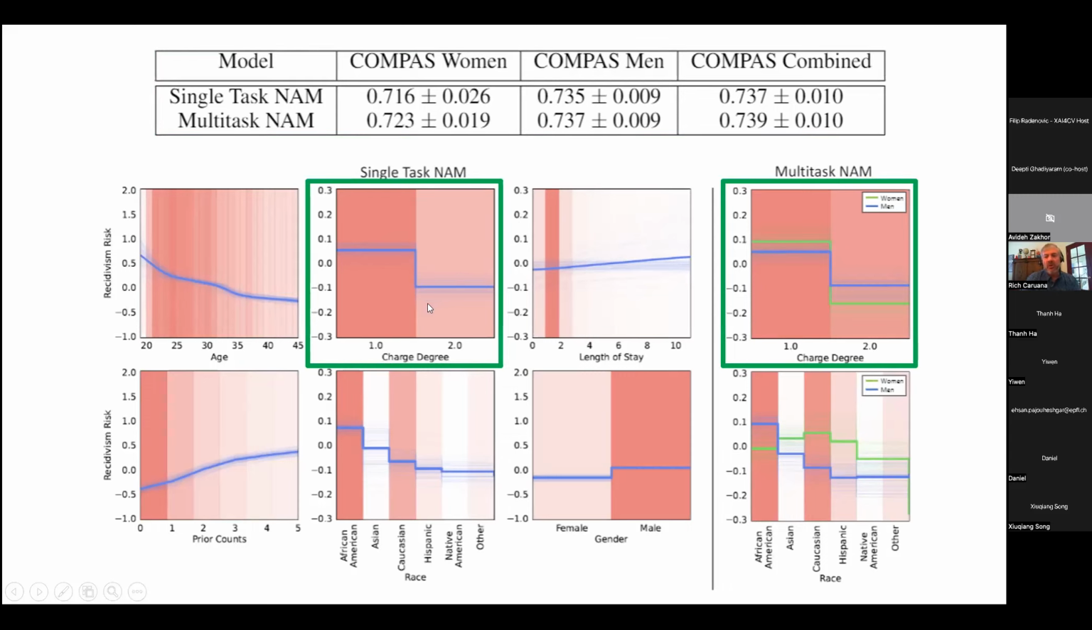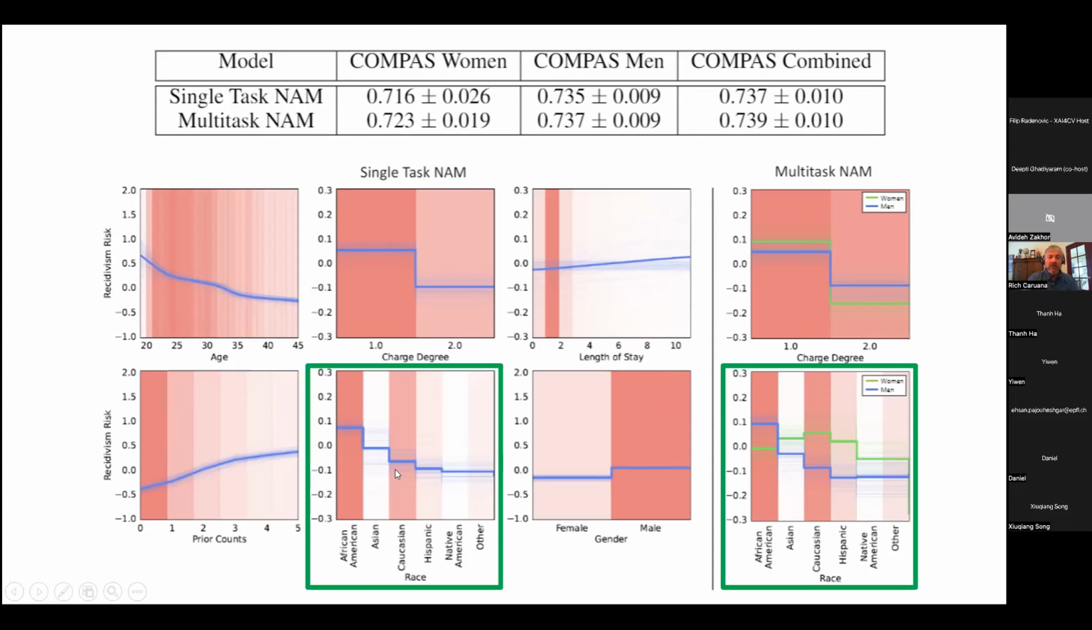And let me just show you 2 examples. Charge degree: this is whether you've committed a felony, that's a 1, or not. The single task model has learned that committing a felony makes you more likely to commit another crime. But notice on the right that the multitask net has figured out that for women, in fact, women don't commit as many felonies, but when they do commit a felony, they're even more likely to commit another crime. And if they haven't committed a felony, they're actually less likely to commit another crime.